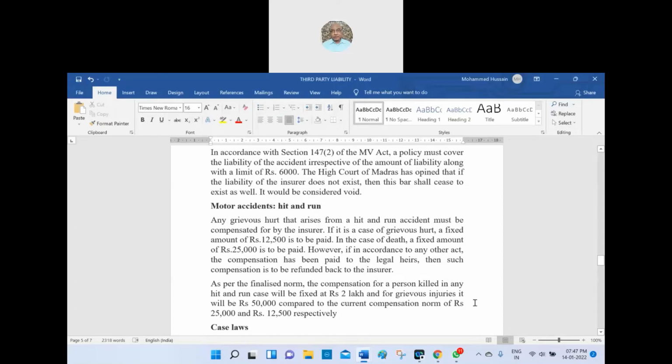Sir, who will pay this amount, sir? In a hit and run case, will the insurer, the police department, or the collector pay?